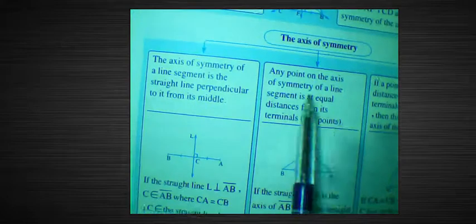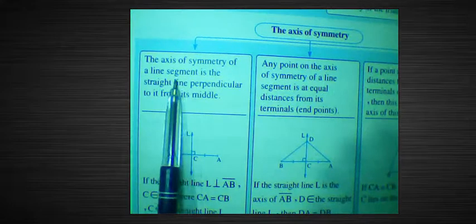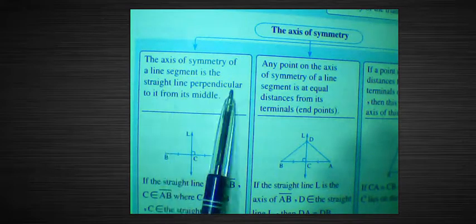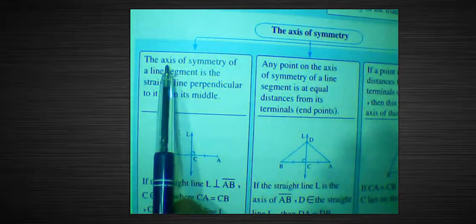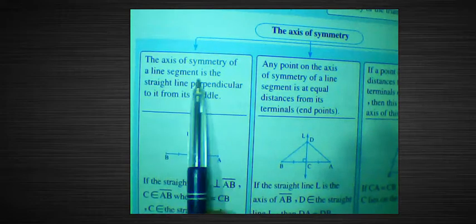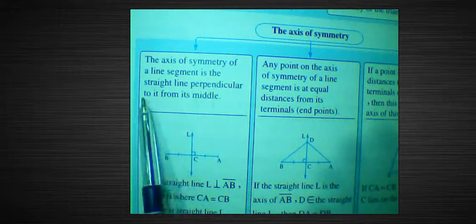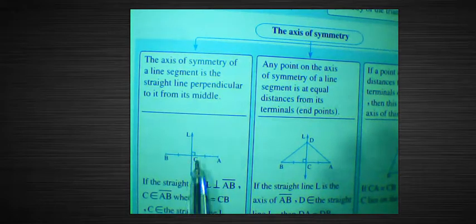تعالوا نشوف the axis of symmetry مهمة جدا يا ولاد. The axis of symmetry of a line segment is a straight line perpendicular. ده definition مهم جدا يا ولاد. ممكن يسألني في الإكزام the axis of symmetry of a line segment is ... will only complete. أقول له the straight line perpendicular to it from its middle. لازم يكون في الميدل. يكون perpendicular from its middle.